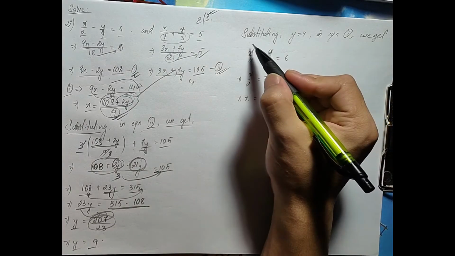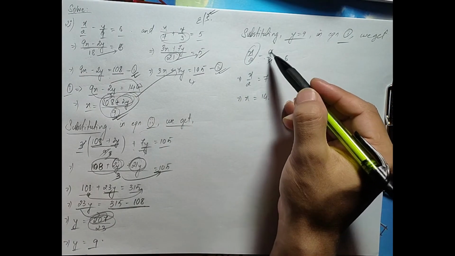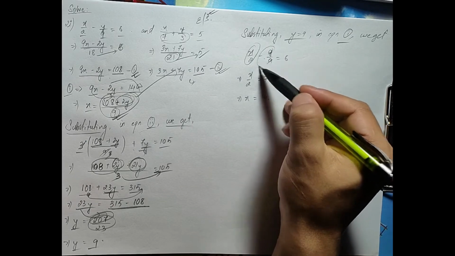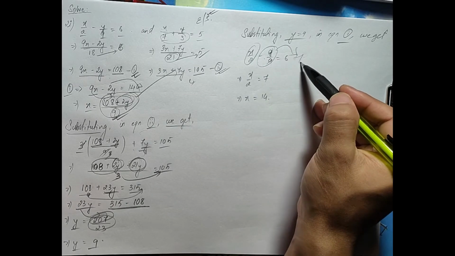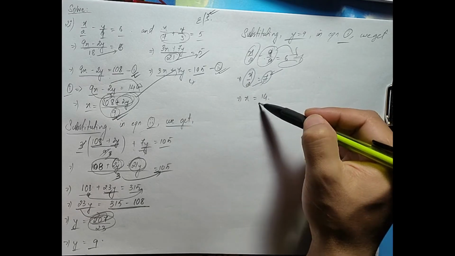Then let's substitute this y is equal to 9 in equation 1. We get x by 2 minus 9 by 9 is equal to 6. 9 by 9 is 1. Minus 1 goes this side, becomes plus 1. 6 plus 1 is 7. So x by 2 is equal to 7. 2 goes here, becomes 14.